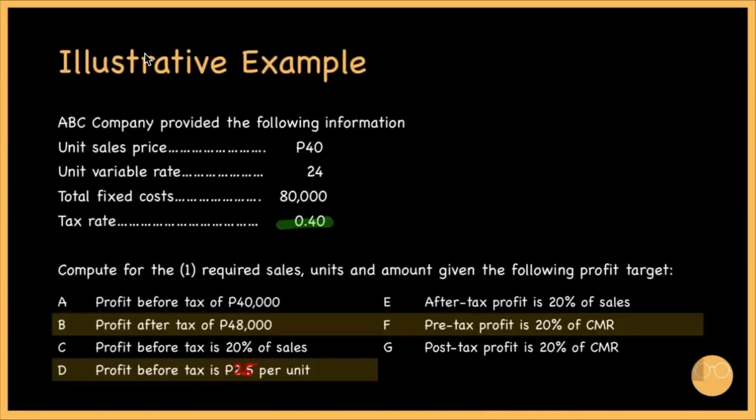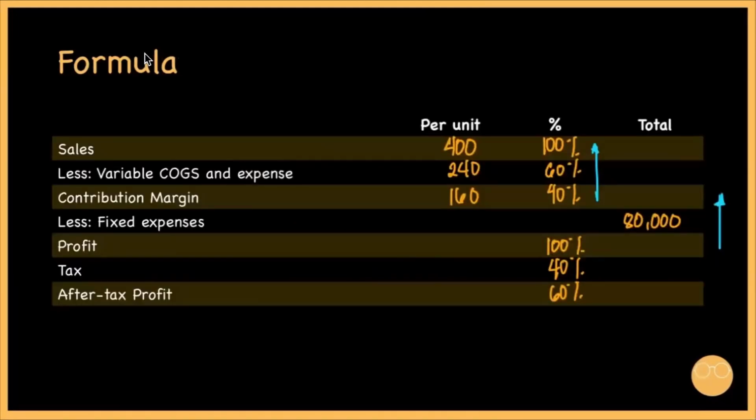Let's compute for requirement C. Profit before tax is 20% of the sales. So let's write it here. The profit before tax is 20% of sales.